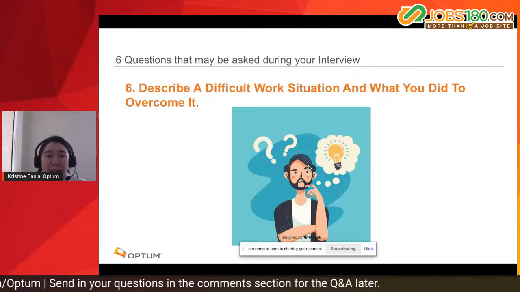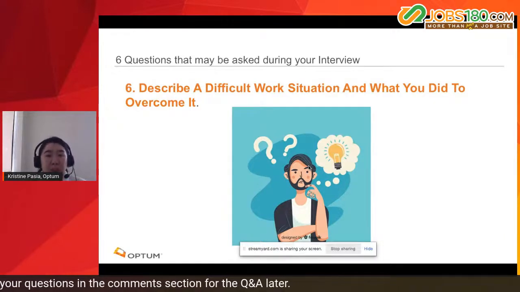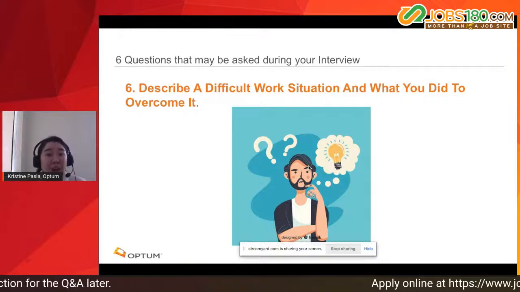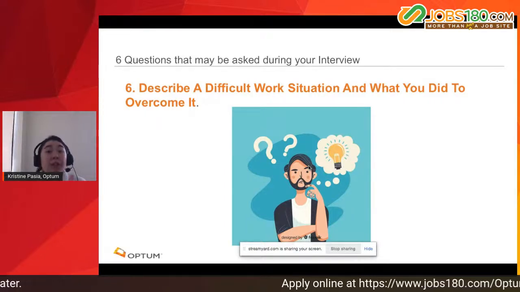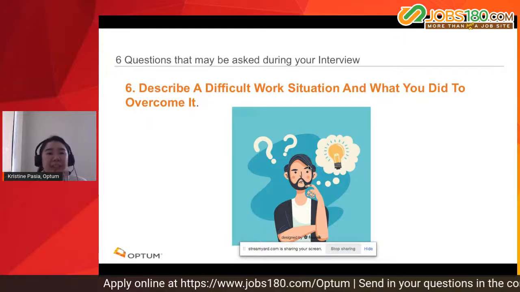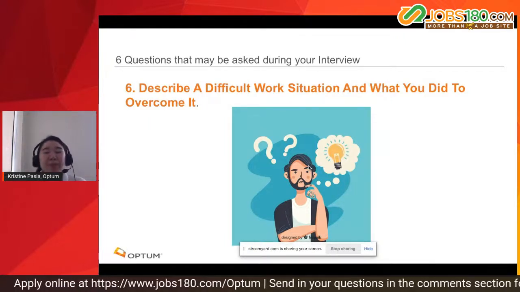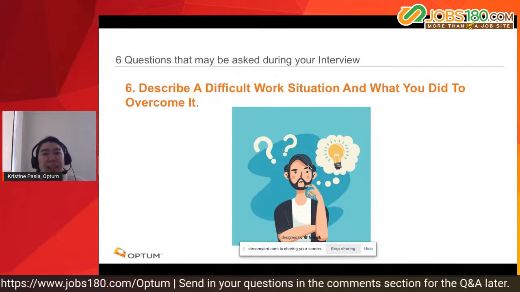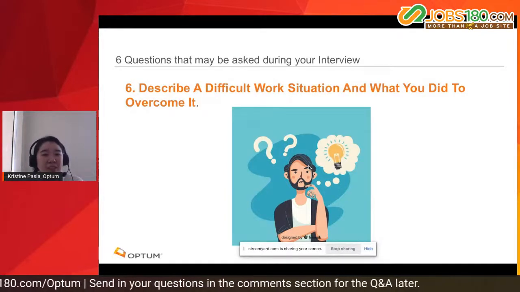So the best way to answer this question is the STAR method, which is sharing the situation, and then what task or action did you take so that you could fix the situation, and then what would be the results of it? STAR, STAR, right? So again, situation, task or action, and then the result, right?